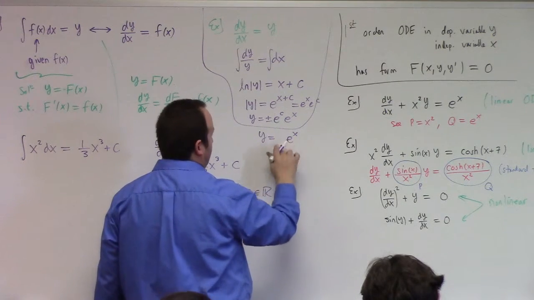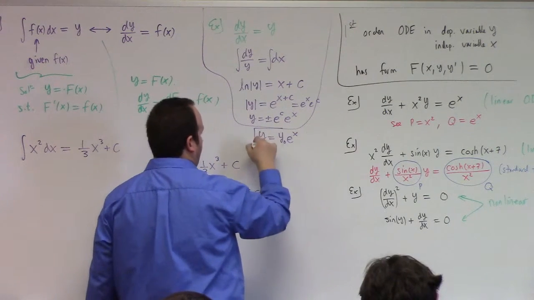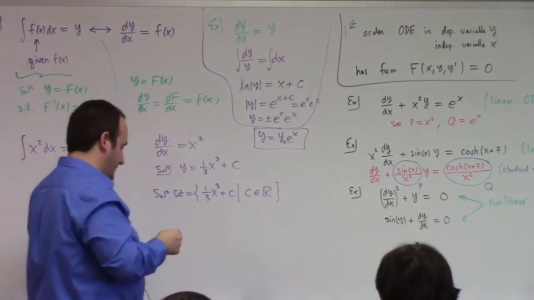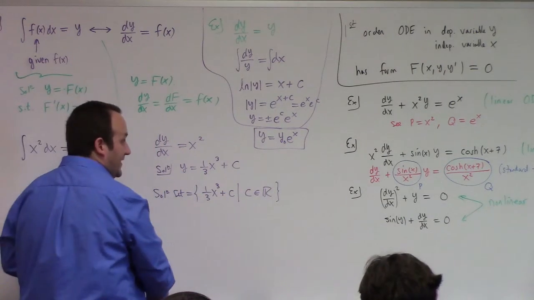Maybe I should say why not. I mean, why not? If you put in y with x equal to 0, you get back out y not.